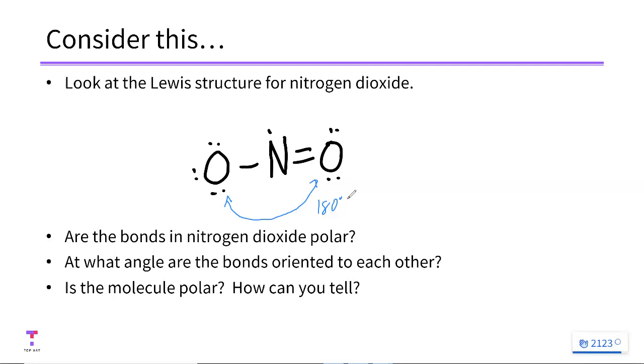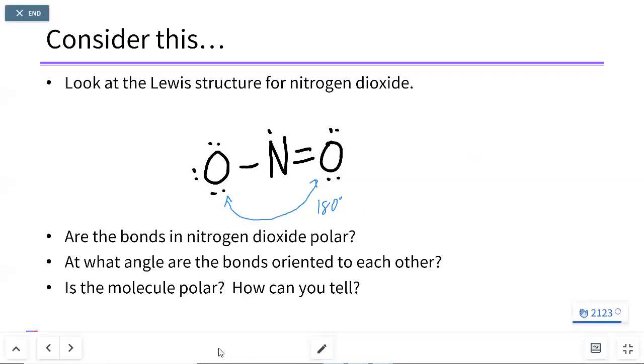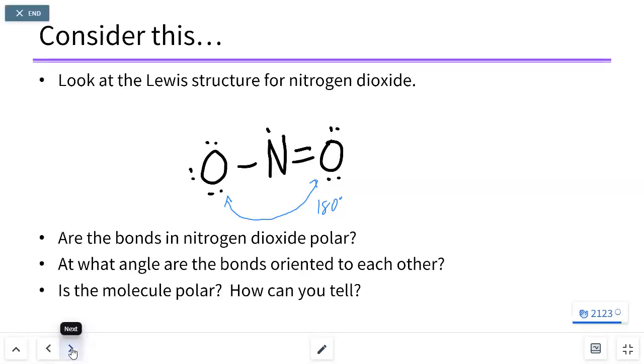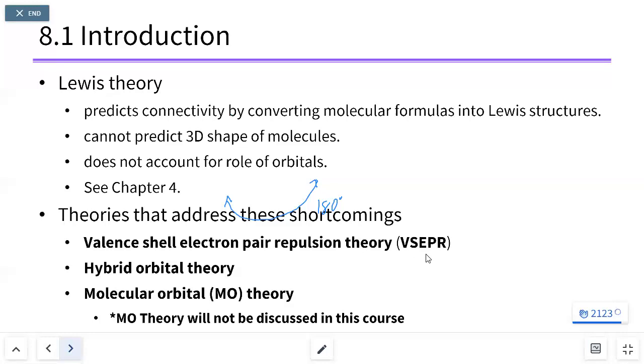Is the molecule itself polar? We know it has polar bonds. Does that mean it's polar itself? Not necessarily. So herein is the problem with Lewis structures. Lewis structures are great at having us take a molecular formula and sketch out how that molecule is put together. It does a great job of predicting connectivity, like what atoms are connected to what atoms, but it doesn't do some things that are important.